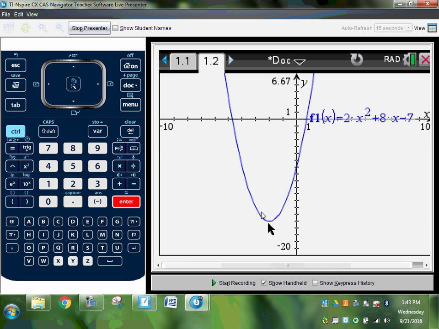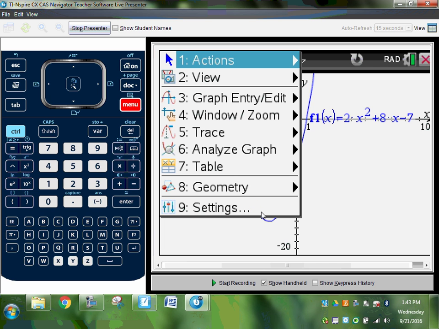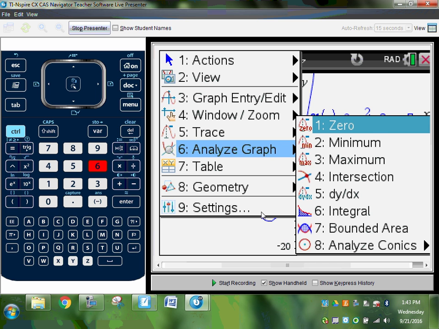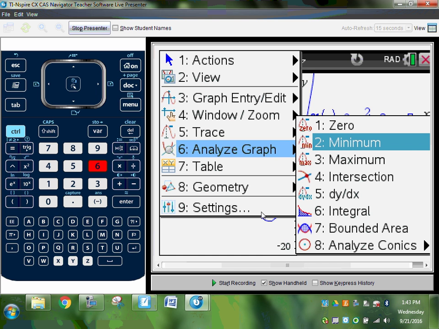So what you're going to do is go into Menu. We need to find our lowest point, so you would go into 6. And then we need to determine, are we using a max, a min, or a 0? Well, it's the lowest point on the graph, so it's going to be a minimum.